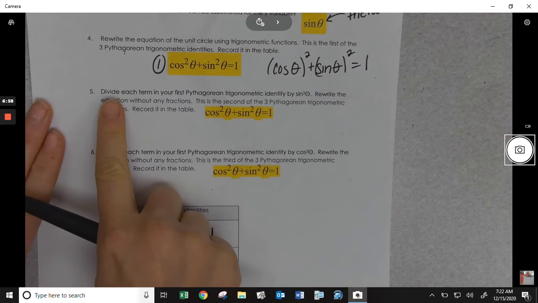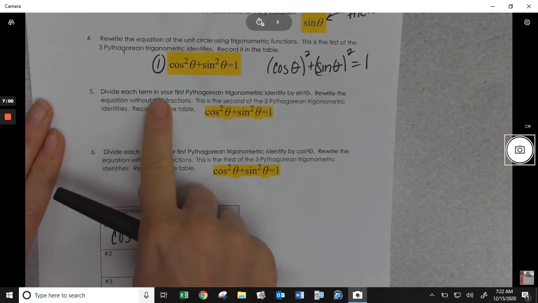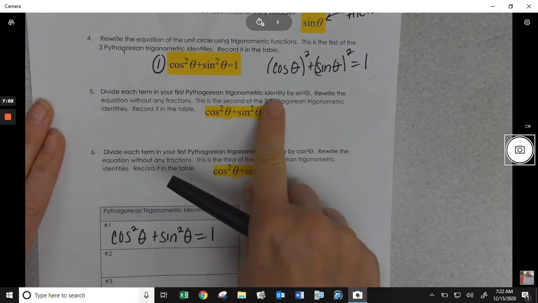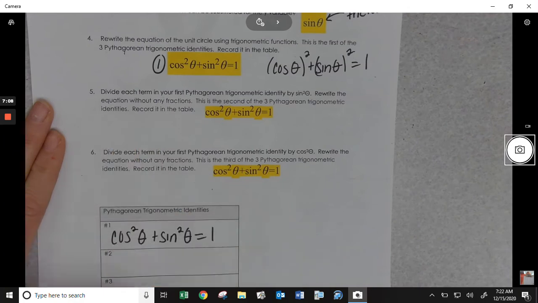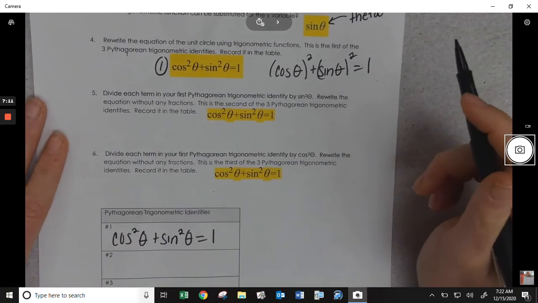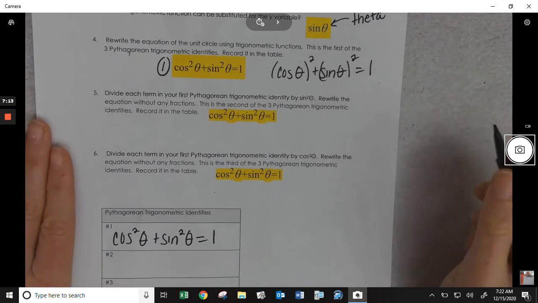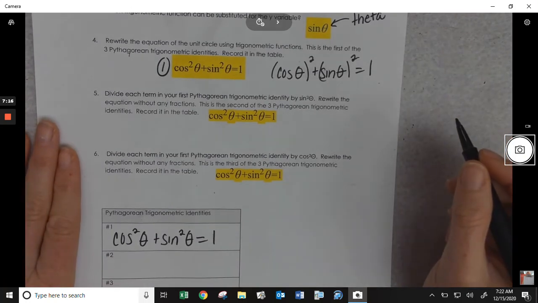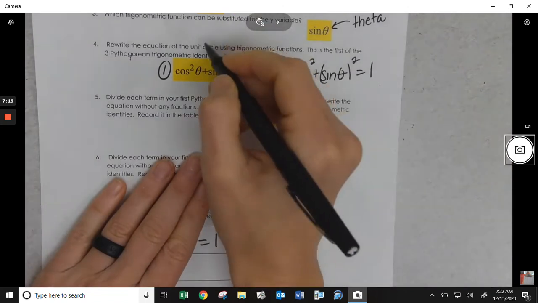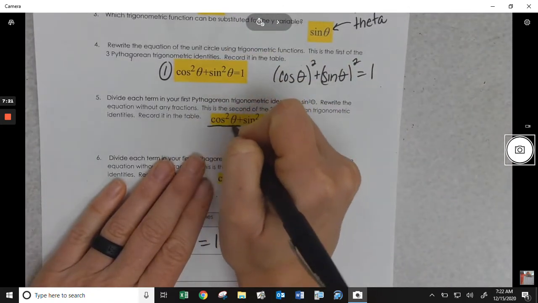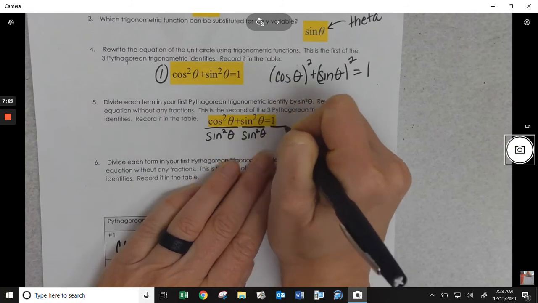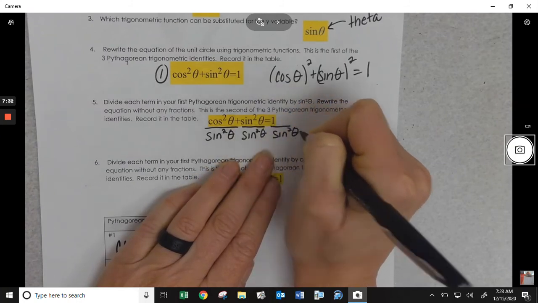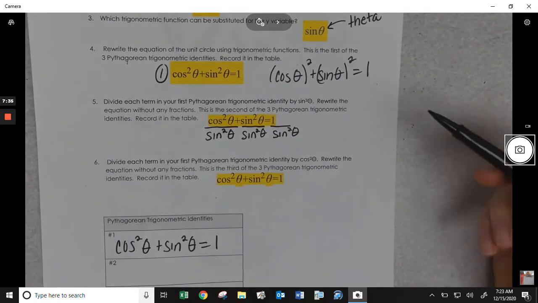Number 5, divide each term in your first Pythagorean trigonometric identity by sine squared theta. Rewrite the equation without any fractions. This will be the second of your 3 Pythagorean trigonometric identities recorded in the table. So I'm going to rewrite the original one, but now I'm going to divide everybody by sine squared theta. And as long as I do it to everybody, it is a legal algebraic move. So let's see what we get here.